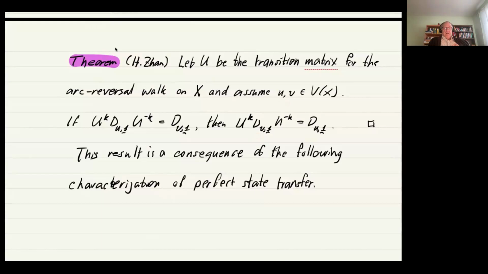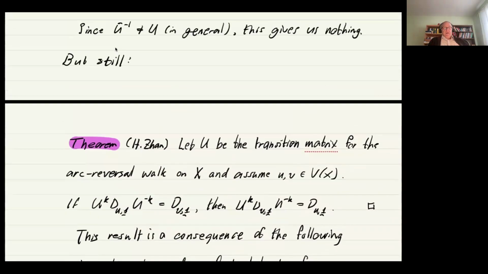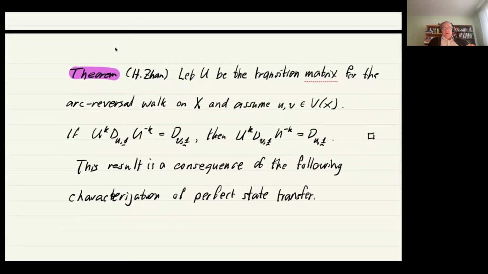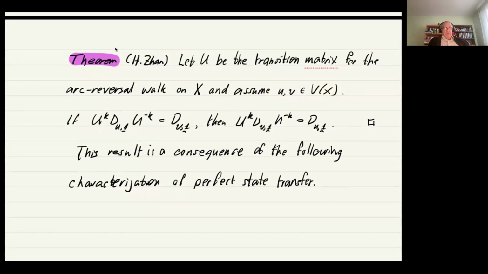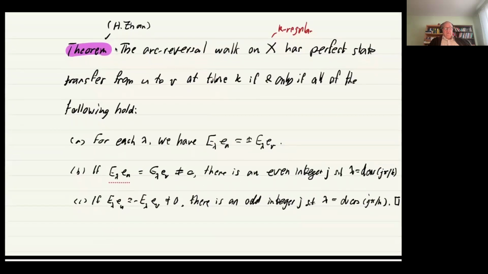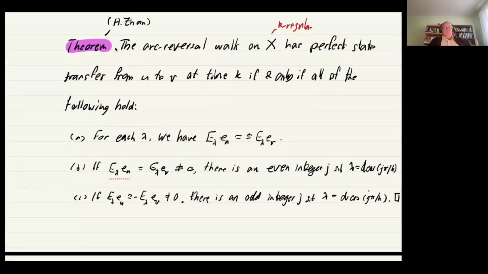The proof of this is nothing like any of the proofs we do. It's not what you expect necessarily. We can't just play silly games like this and read it off. So we'll see how that goes. Now, to prove this, we need a characterization for perfect state transfer on the arc reversal walk. Okay, and this is again due to Harmony.